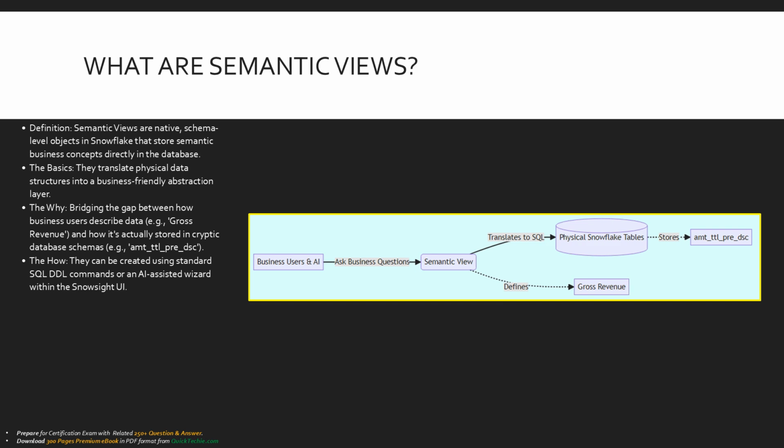In short, it is a native, schema-level object stored directly inside your Snowflake database. Think of it as a universal translator. Traditionally, databases are built for storage efficiency, resulting in cryptic column names like AMTTTL pre-DSC. However, your business users speak in terms of gross revenue. Semantic views bridge this massive gap.